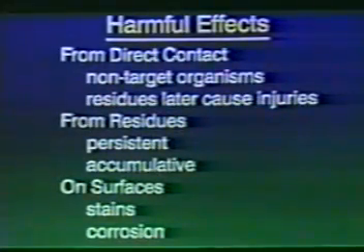Pesticides can cause harm from direct contact to non-target organisms, such as honeybees, to the environment due to persistence and accumulation, and to surfaces by staining or causing corrosion. Label statements may alert you to harmful effects from direct contact, such as phytotoxicity to some plants or extreme toxicity to fish. A warning may be seasonal, such as, "Do not apply this product or allow it to drift to blooming crops or weeds if bees are visiting the treatment area."